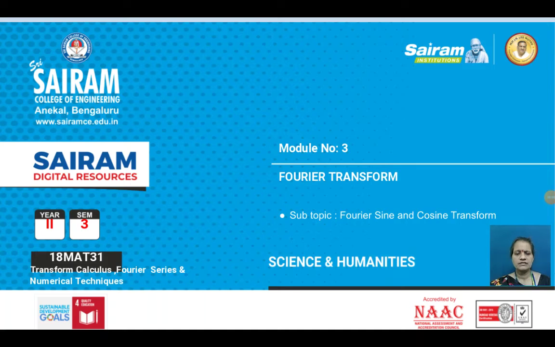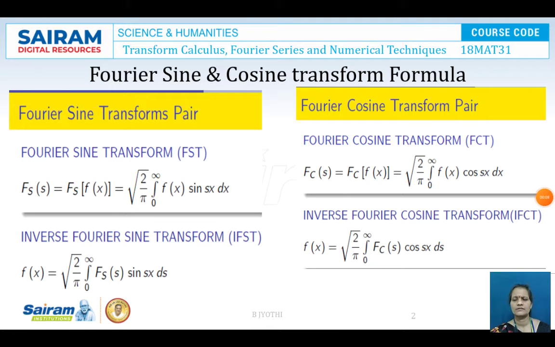Welcome to the lecture session. In this video, I am going to explain the Fourier sine and cosine transform. The formula for the Fourier sine transform is given by Fs(s) = root of 2 by pi into integral 0 to infinity f(x) into sin sx dx, and the inverse Fourier sine transform, in short IFST, is given by f(x) = root of 2 by pi integral 0 to infinity Fs(s) into sin sx into ds.